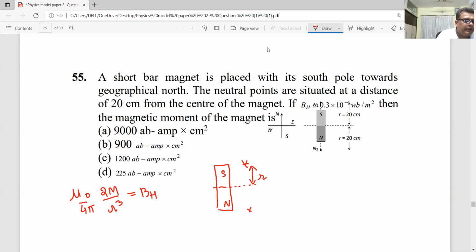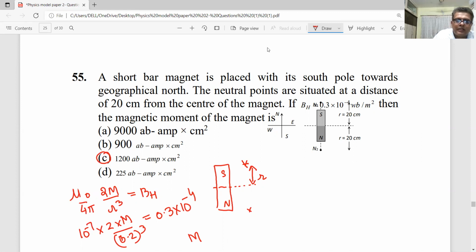Mu naught by 4 pi, we know, is 10 power minus 7, into 2M, the magnetic moment of the magnet, which is asked here. R cube is nothing but 0.2 whole cube, 20 centimeter. BH value is 0.3 into 10 power minus 4. We have to calculate the M value. 2 cube is 8, 8 into 3 is 24, 24 by 2 is 12. I think I will go into the answer straight away. C is the right answer.